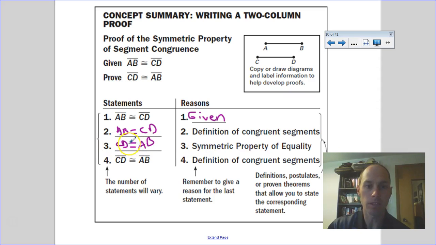We know we can flip things around. The equal sign just means the same as. So we can put things on different sides if we'd like. And then from equal, we can say the segments have to be congruent, because that's the definition of congruent segments. So always give a reason for your last statement, and make sure that your last statement is what you're trying to prove. And you'll use different definitions, postulates, or theorems to help you along the way.